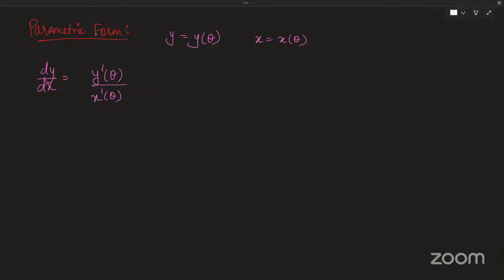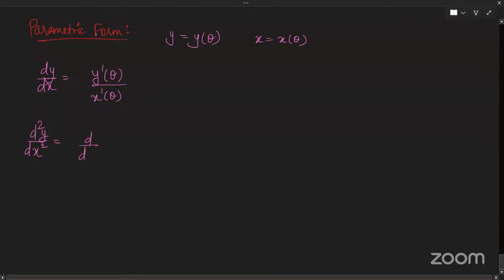Now I am asking you your value of d2y by dx square. So d2y by dx square basically means your second derivative of y with respect to x. How would you do that? So this basically means d by dx of dy by dx. Fine. How will you do that?